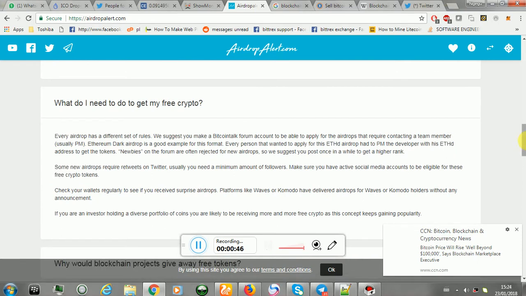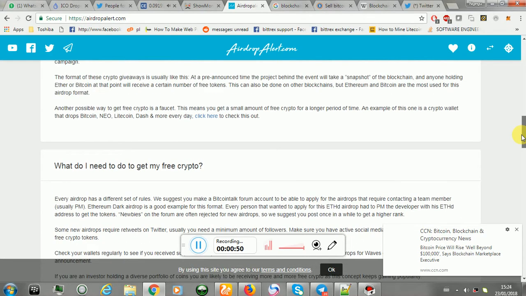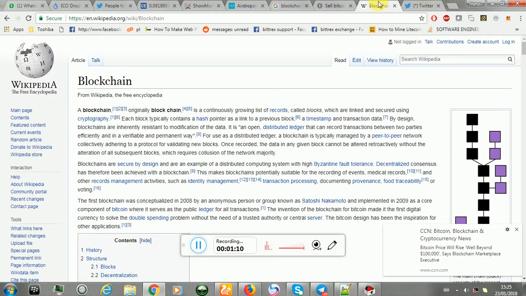And also the tutorial is going to teach us a little bit about how to create some wallets. Ethereum ERC20 wallet is also going to teach us how to create a Telegram account, how to create a Twitter account, how to retweet people's tweets, and so on and so forth. Those are just the simple things you need to be doing to actually get these free airdrops. Okay, now let's get started. First of all, you need to know what a blockchain is.